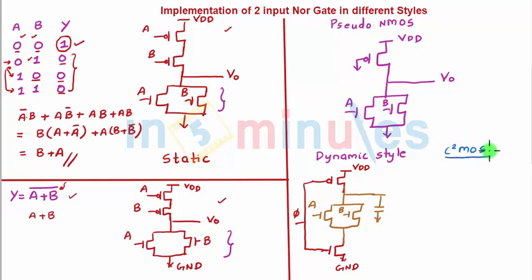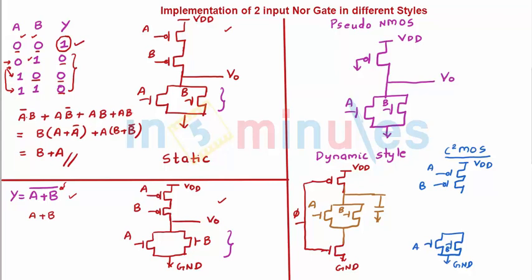Here we saw that we need to draw the same circuit as it was for static CMOS. So here is my pull-up, here is my pull-down, this is input A, B, VDD, this is ground. This is exactly the same, but the only change is that there will be an additional PMOS connected in series closer to the output in the pull-up network, and an additional NMOS connected in series closer to the output in the pull-down network.